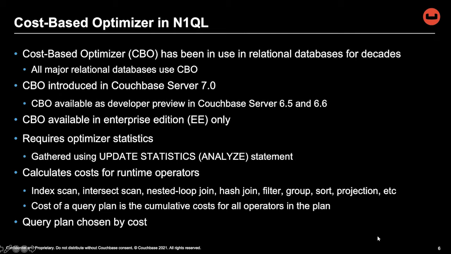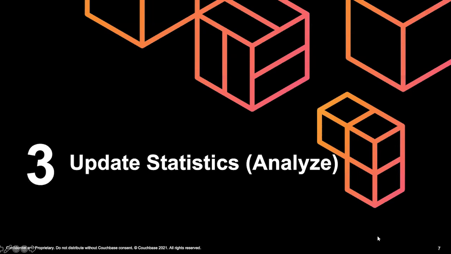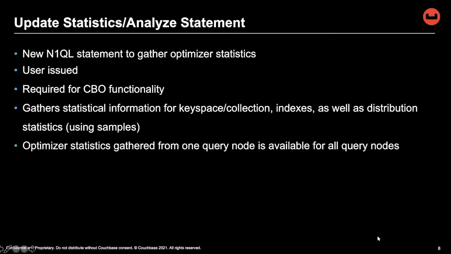So that's at a high level of how Couchbase Optimizer works. So now let's dig a little bit more into the new update statistics or analyze statement. As we said, this is a new statement, a N1QL statement to gather optimizer statistics. It is required for the proper functionality of the Couchbase Optimizer. The statement is currently user issued, which means the user must issue the statement to gather the necessary statistics.